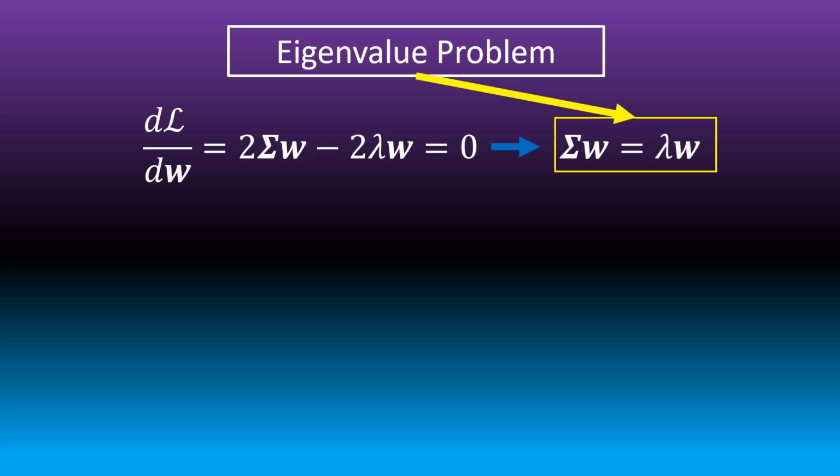eigenvector eigenvalue problem. So we're going to have multiple solutions. And remember, we have multiple solutions because we're finding the relative maxima instead of the global maximum. The global maximum will be the maximum of the relative maxima within that eigenvector problem.